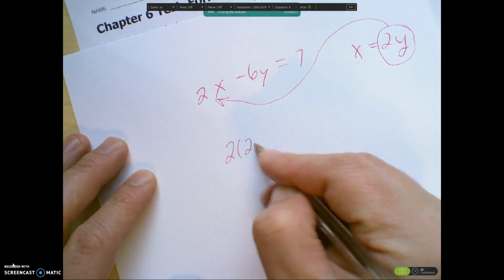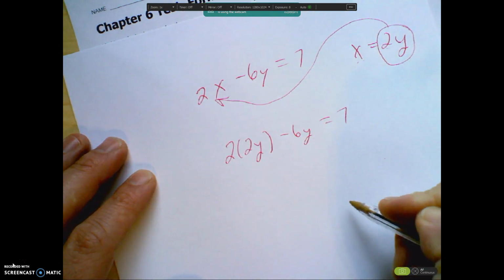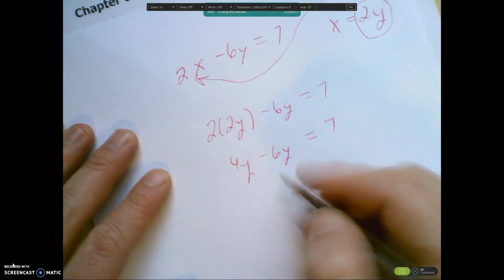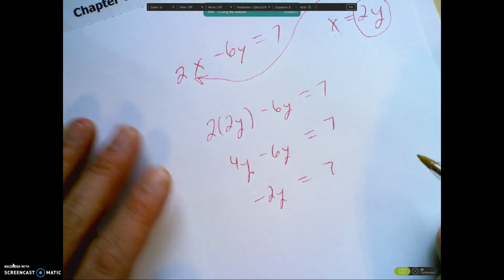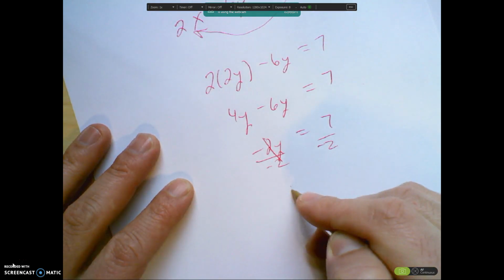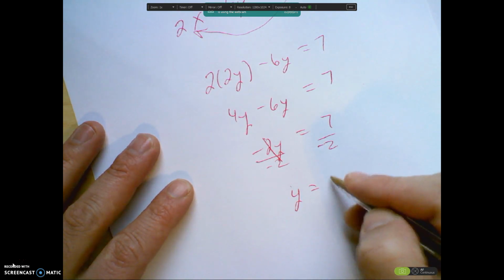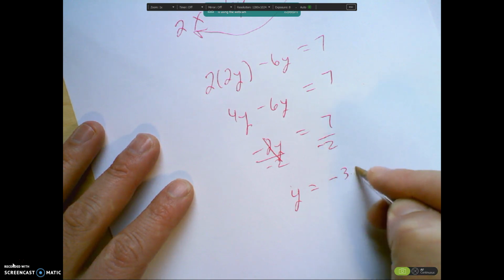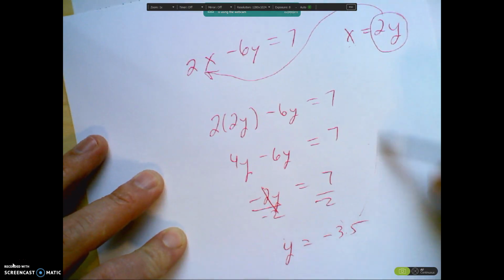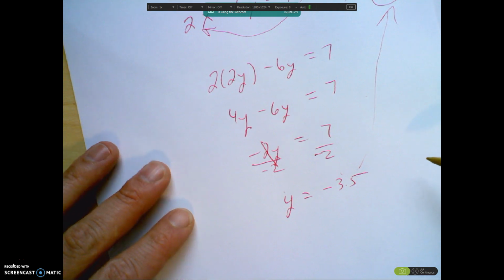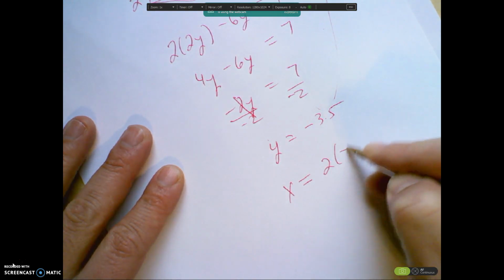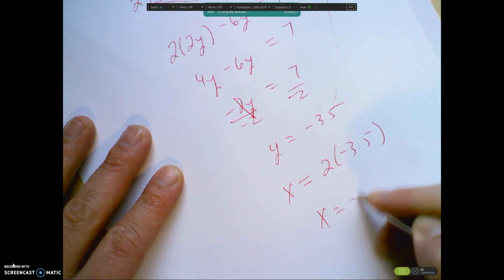So 2 times 2y minus 6y equals 7. 4y minus 6y equals 7. And negative 2y equals 7. So you're probably thinking, oh, this can't be right, but let's see what happens here. Negative 2. And that gives me y equals negative 7/2, or, because I think it'll be easier to see if you're right, negative 3.5. So hopefully when we plug this back into the original, we'll get 7, right? So x equals 2 times negative 3.5, x equals negative 7.